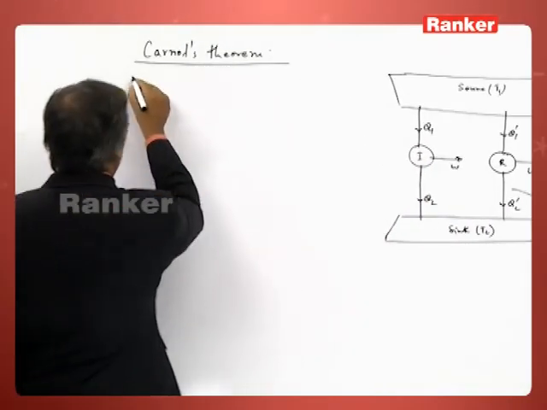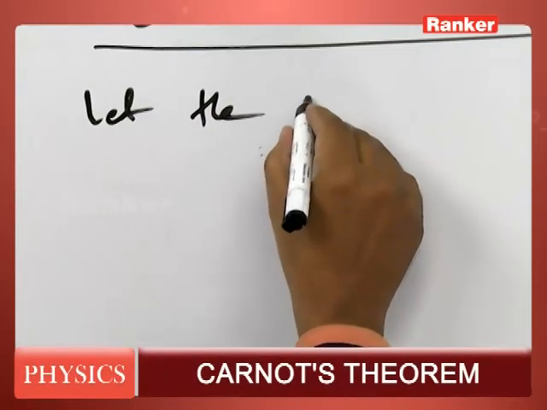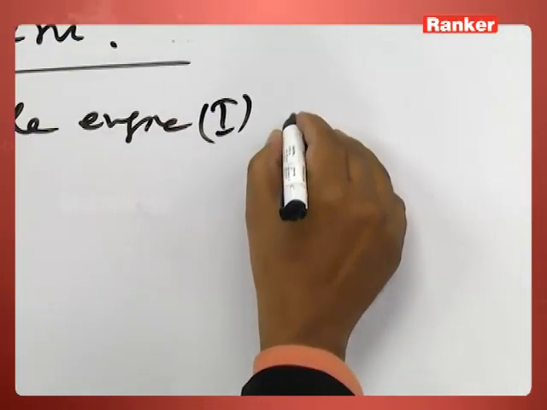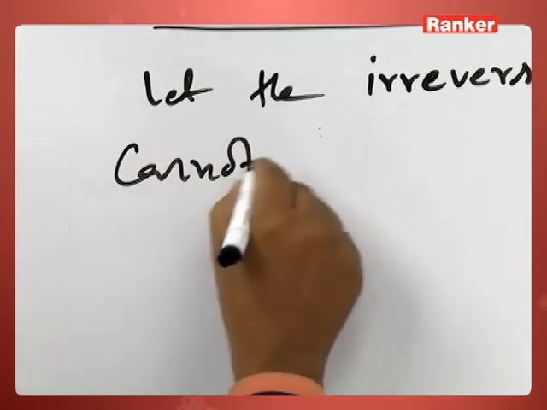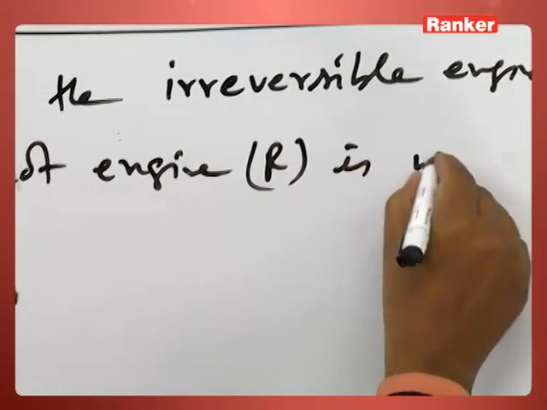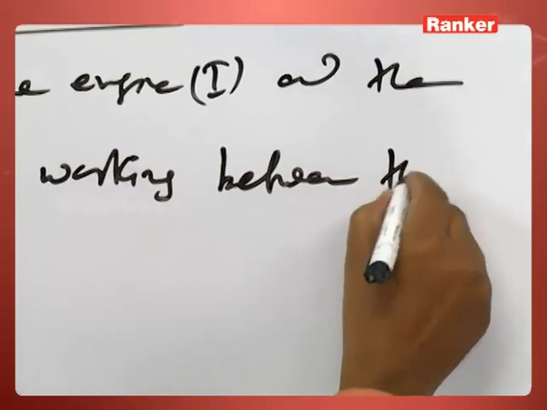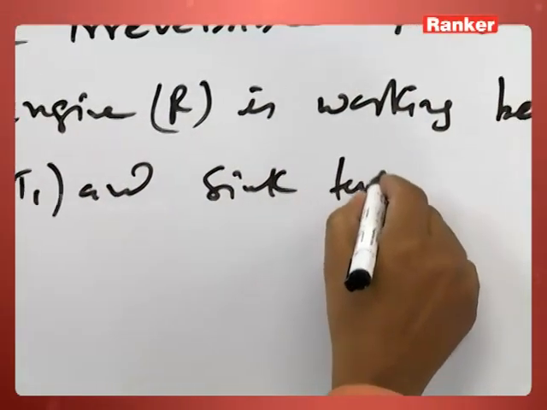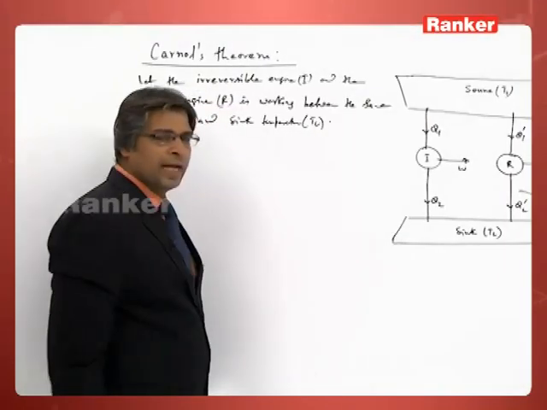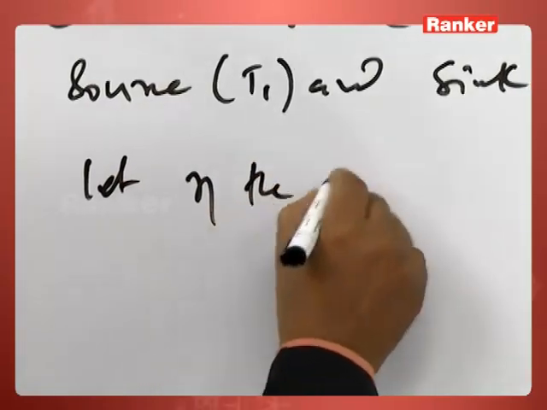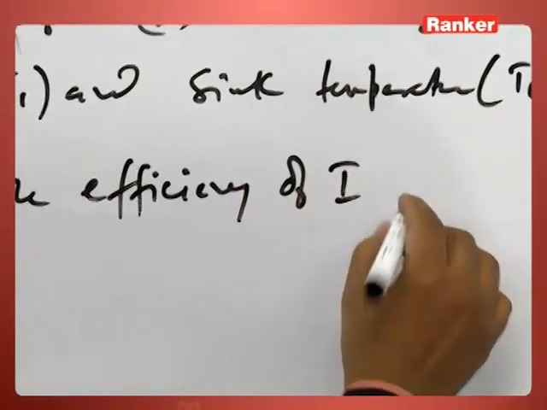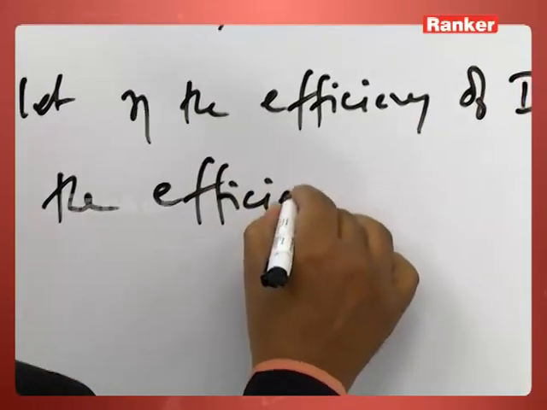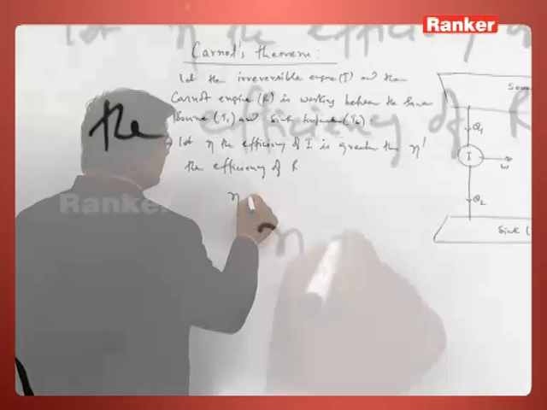So let the irreversible engine I and the Carnot engine R be working between the same source and sink temperature. Let eta, the efficiency of I, be greater than eta dash, the efficiency of R. So I have eta greater than eta dash.